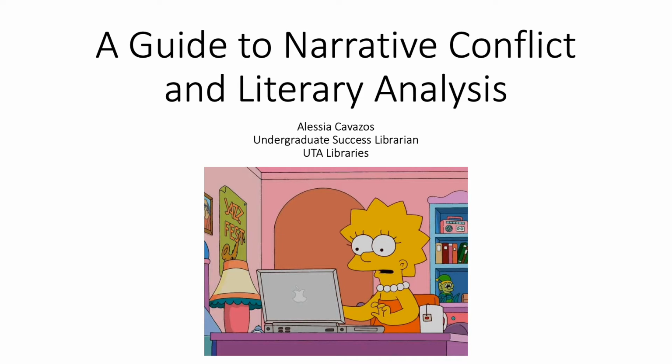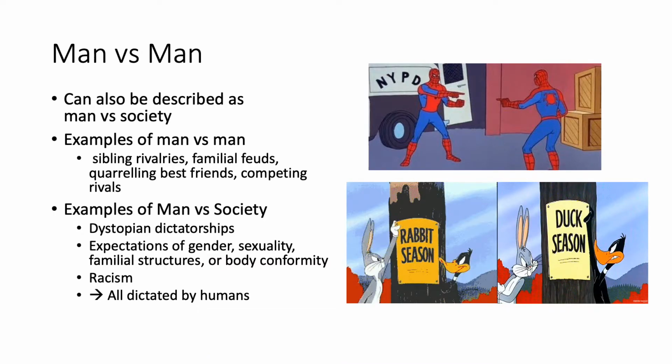In this virtual workshop, we will review the 3 types of narrative conflict and some examples that can help us understand them. The first one we will go into is man versus man, which can also be described as man versus society. This conflict occurs when characters are pit against each other, or when a character is up against societal determinations of normality or otherness.